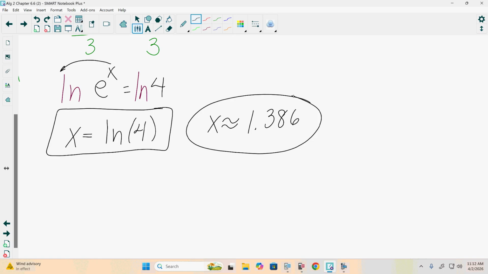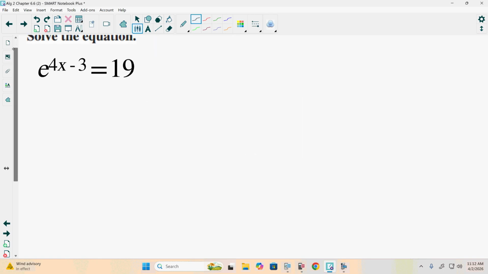Questions on this here? Questions on anything we've done so far? Do we feel comfortable with this base at e?